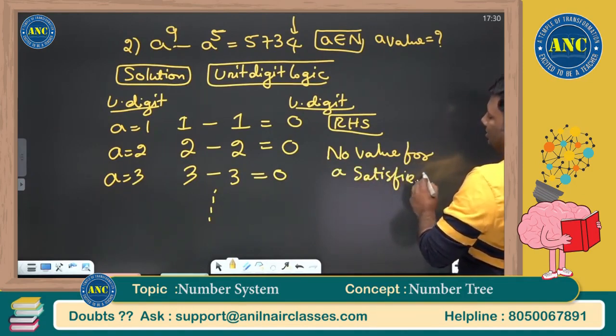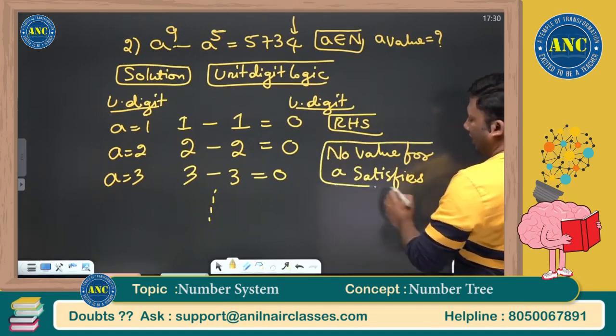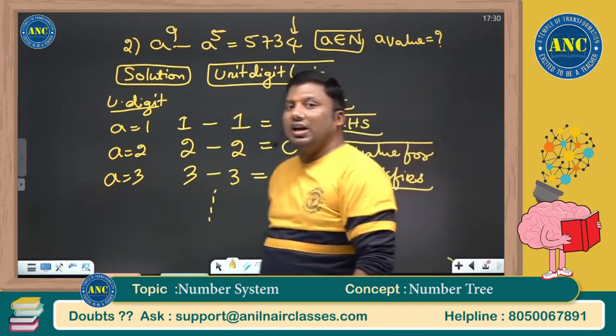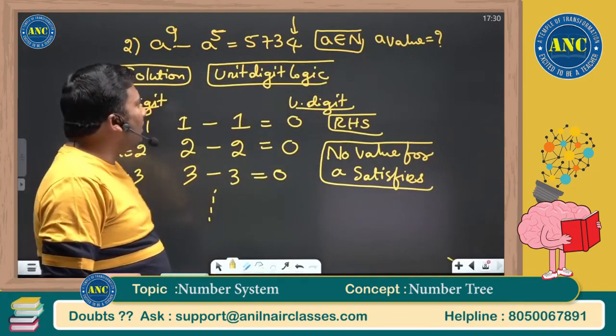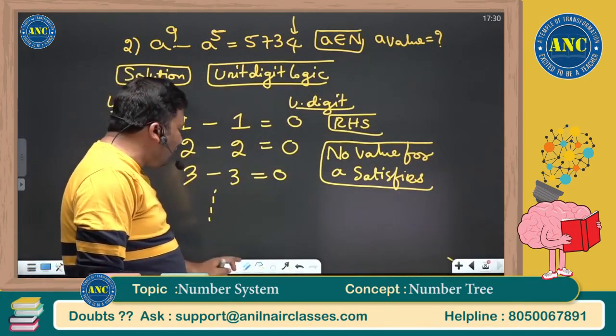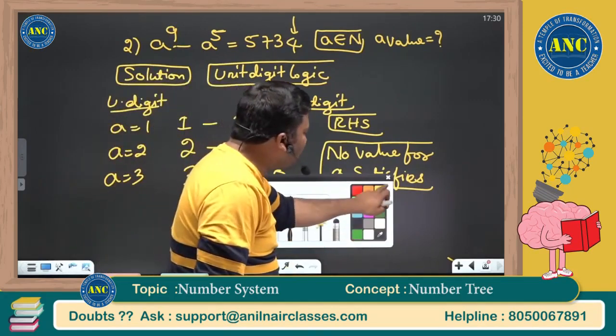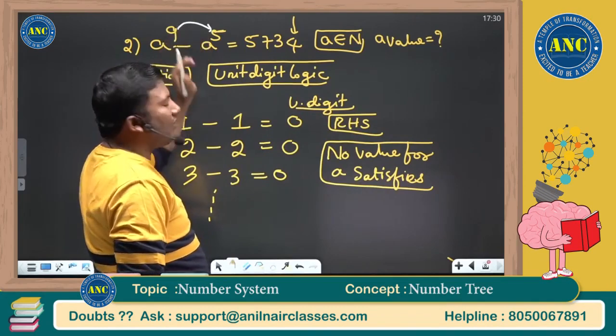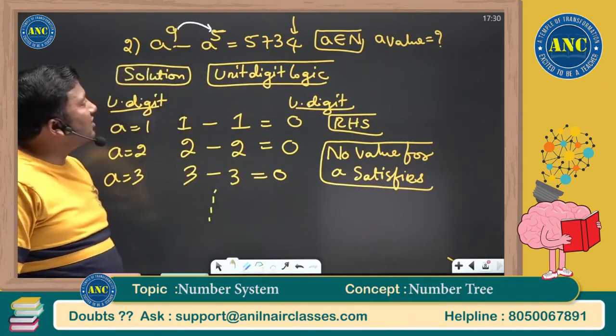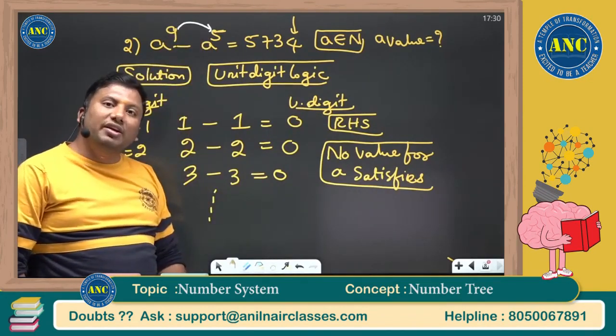Very, very easy question. No value for A satisfies this equation. Sir, what is the root cause of this problem? How come we got the right hand side unit digit 0? The root cause of this problem is the difference between the powers. What is the difference in the powers? 9 and 5. What is the difference?